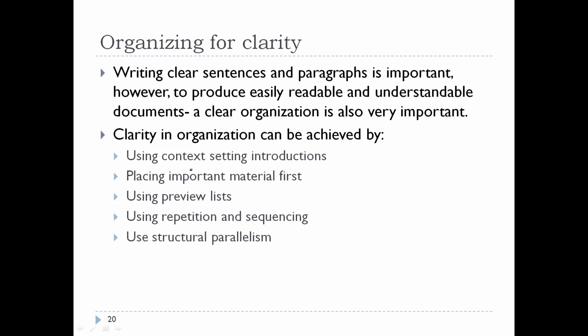For example, you can say there are 5 provinces in Pakistan: Punjab, Khyber Pakhtunkhwa, Balochistan, Sindh, sorry, 5 provinces, and Gilgit-Baltistan. So this is a preview list. When you name these provinces like this, that is a preview list, and then you can talk about these items in the list. You can say the capital of Punjab is Lahore, in the same order. So we'll talk about these examples later. Using repetition and sequencing, okay, we'll talk about that later.